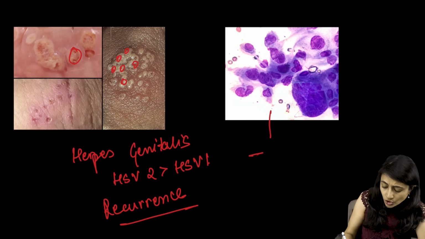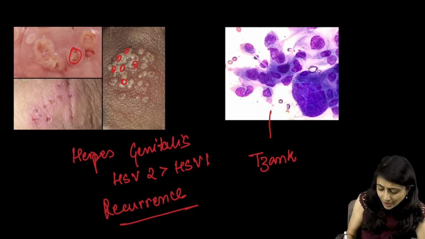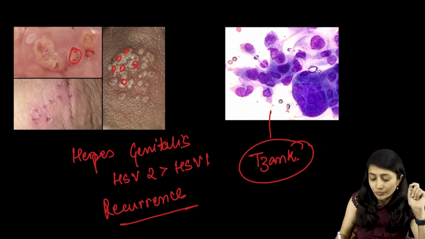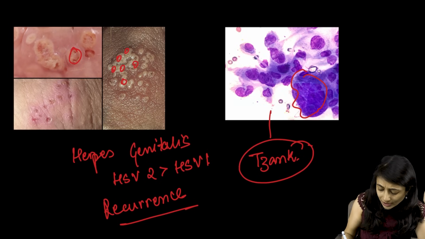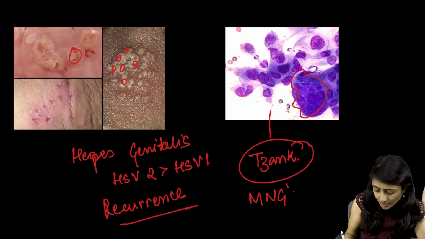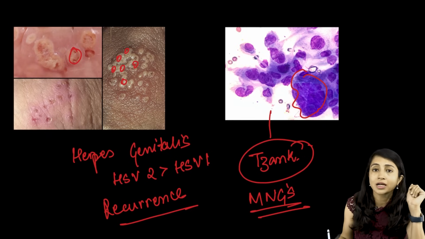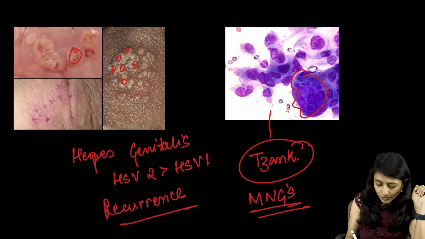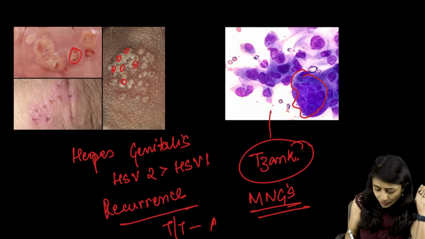What test do you do? You do a Tzanck smear, and in the Tzanck smear you see multinucleate giant cells. Treatment is acyclovir. How much?